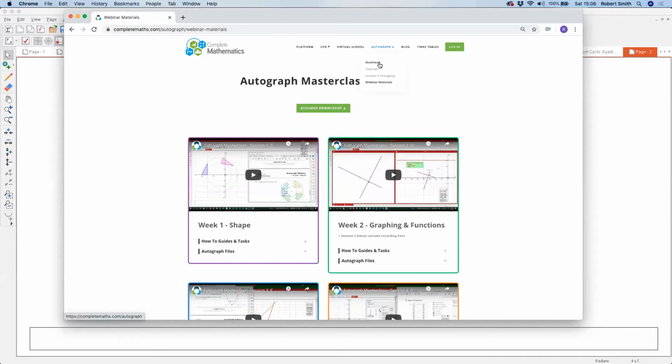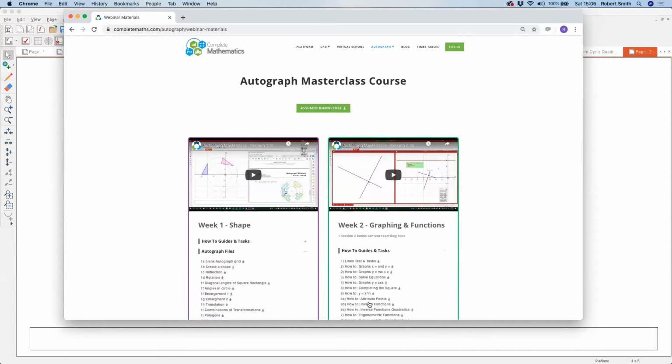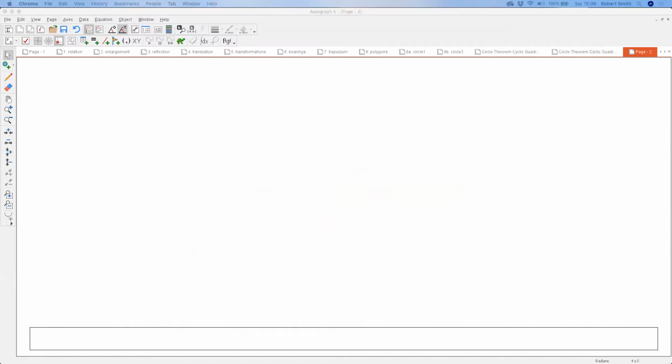And recently, Douglas and I have been running the Beginners Course Masterclass, where we've created some how-to guides and some Autograph files to support those. So hopefully these are ideas that you could take away back to the classroom and you can use with your pupils. Now, one of the main reasons for running this session was so that we could talk to you about using Autograph for teaching and learning mathematics.